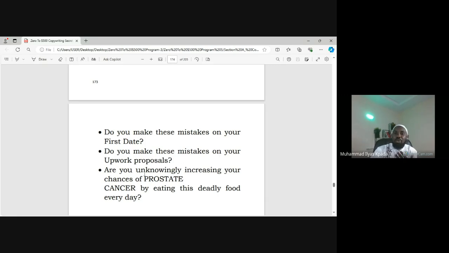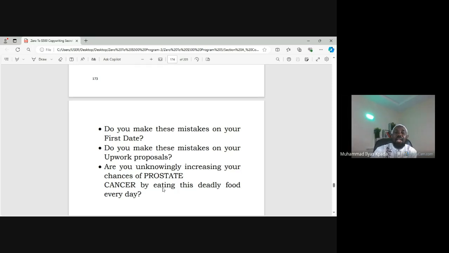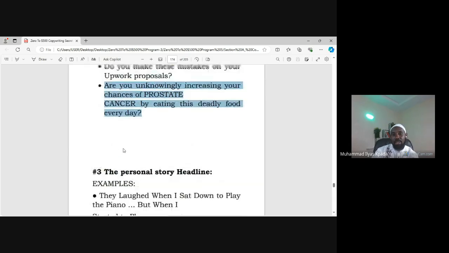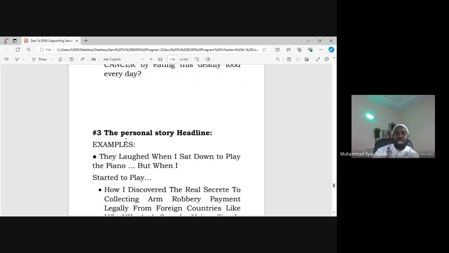Are you unknowingly increasing your chance of prostate cancer by eating this deadly food every day? I don't think I've seen this headline before; I just created it while writing this copy. Anybody that sees this headline will definitely want to check it out because nobody wants prostate cancer. Now, the personal story headline.